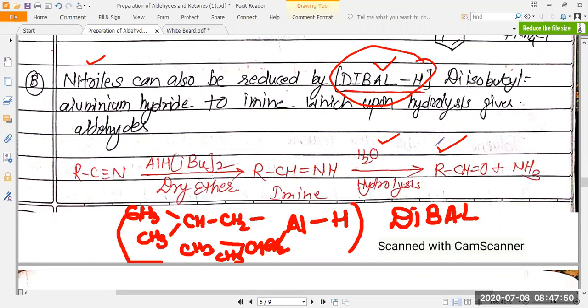So when an alkyl nitrile reacts with DIBALH in the presence of dry ether, then imine is formed, and upon hydrolysis, this imine is converted into RCHO. And what is RCHO? It is an aldehyde. So I think the point is clear. The reactions are clear to all of you. And if you have any problem, you can ask me.